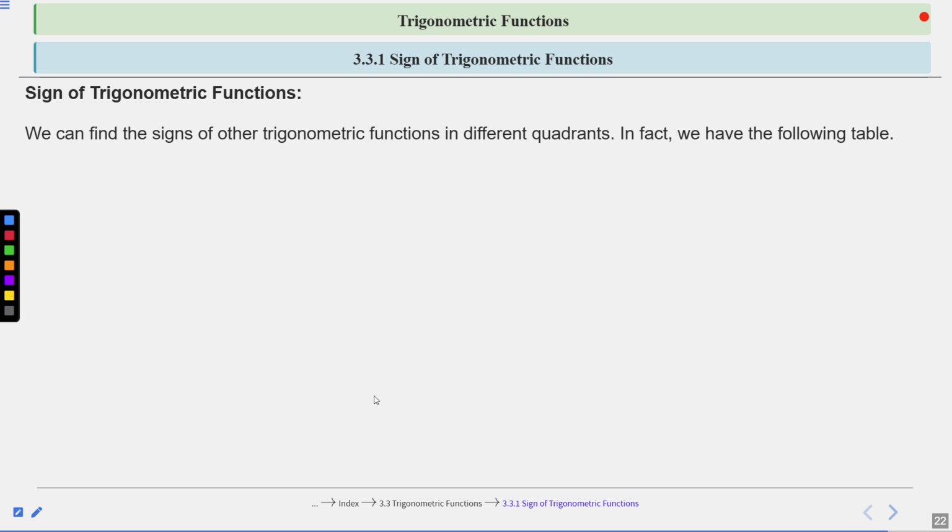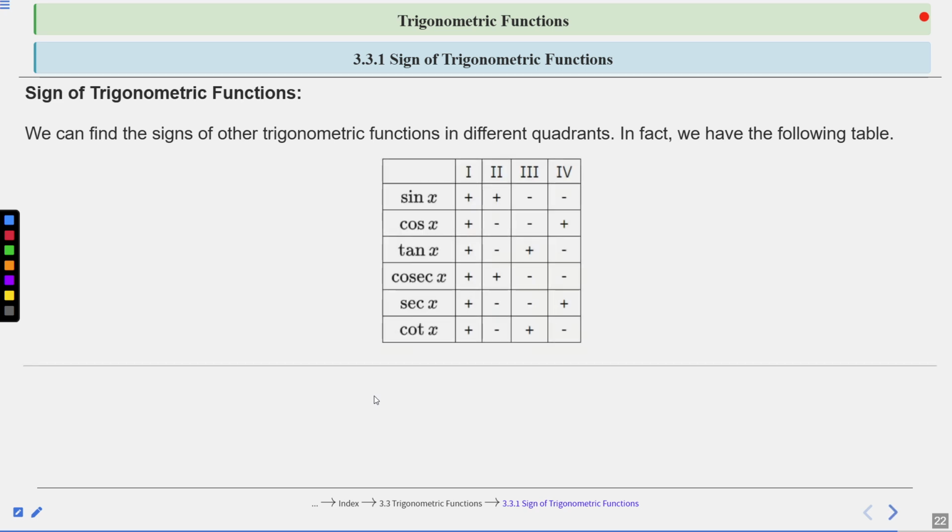We can find the signs of other trigonometric functions in different quadrants. In fact, we have the following table. You can refer to the given table. See, sin x is positive in the first quadrant and second quadrant. In the third quadrant, sin x is negative. In the fourth quadrant, sin x is negative. In the first quadrant, cos x is positive. Second quadrant, cos x is negative. Third quadrant, cos x is negative. Fourth quadrant, cos x is positive.